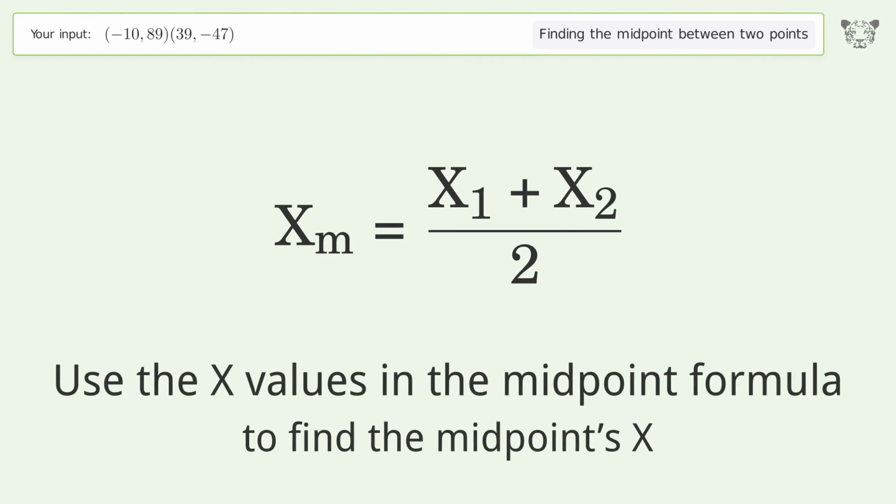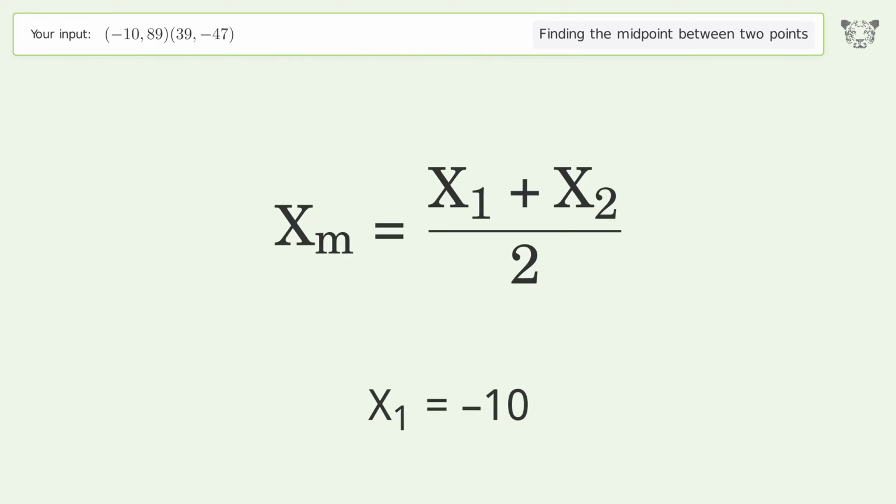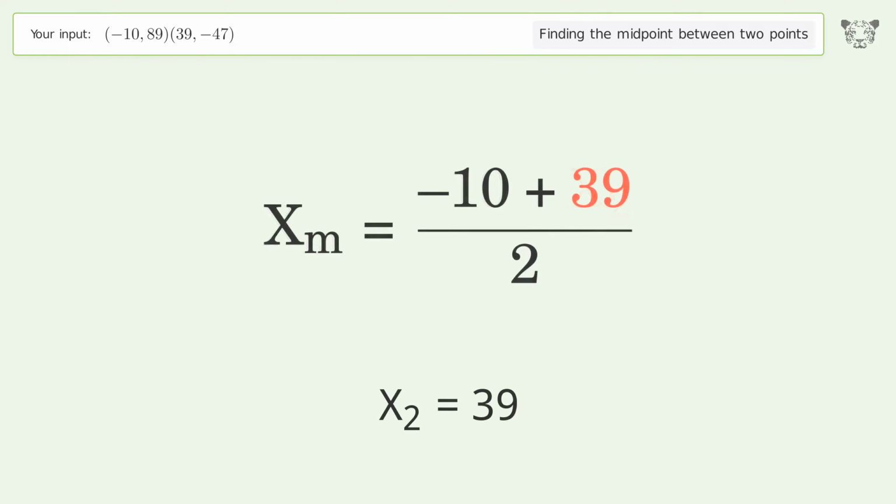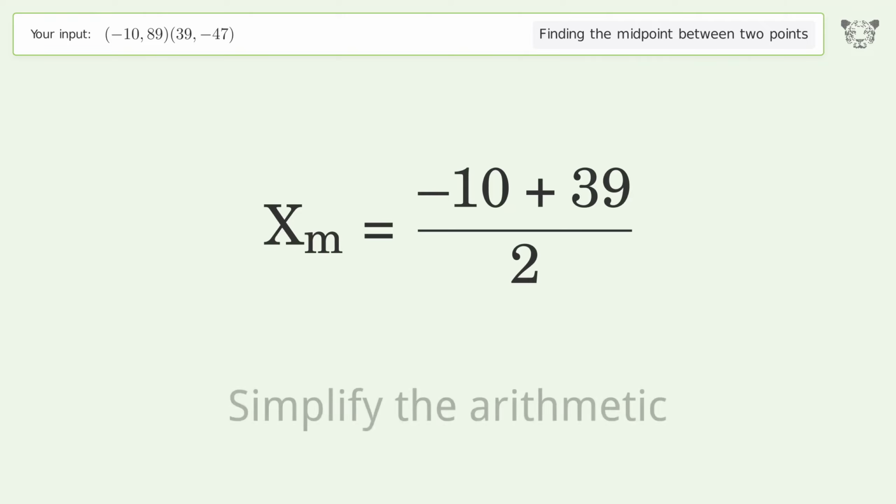Use the x values in the midpoint formula to find the midpoint's x. x1 equals -10. x2 equals 39. Simplify the arithmetic.